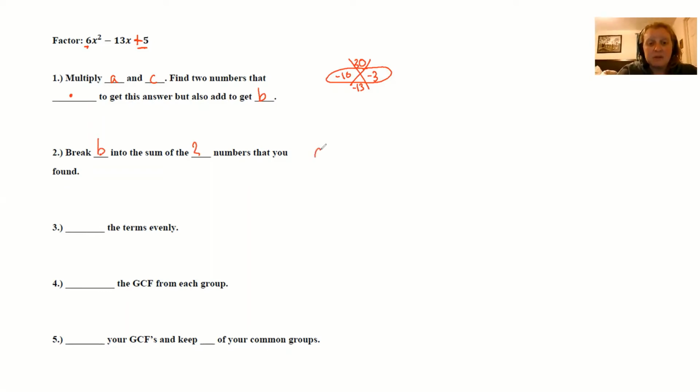So what happens is I'm basically rewriting the problem. So I have 6x squared, but I'm not going to write -13. I'm going to write -10x plus -3x plus 5. So I broke b into the sum of my two numbers.